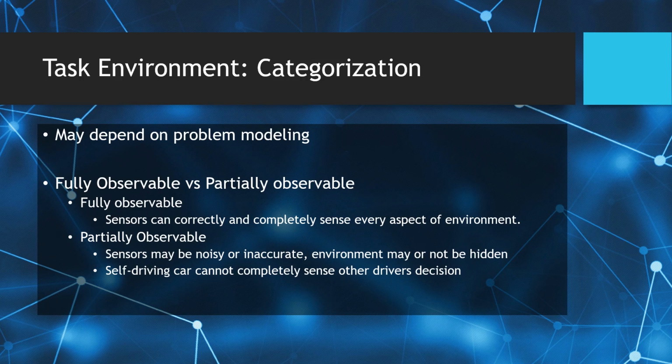An environment might be partially observable because of noisy and inaccurate sensors, or because parts of the state are simply missing from the sensor data. For example, a vacuum agent with only a local dirt sensor cannot tell whether there is dirt on other squares. And self-driving cars cannot completely sense other drivers' decisions.